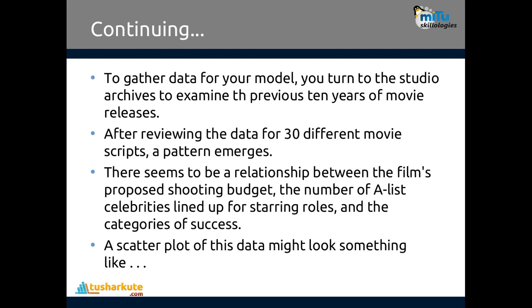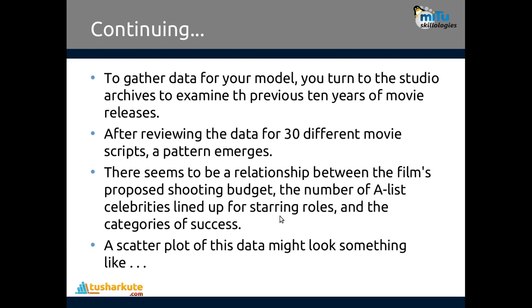Okay, we are predicting 3 different classes, so we'll have 10 movies each from these 3 classes. After reviewing the data for 30 different movie scripts, a pattern emerges. What pattern am I identifying here? This seems to be a relationship between the film's proposed shooting budget, the number of A-list celebrities lined up for starring roles, and the category of success.